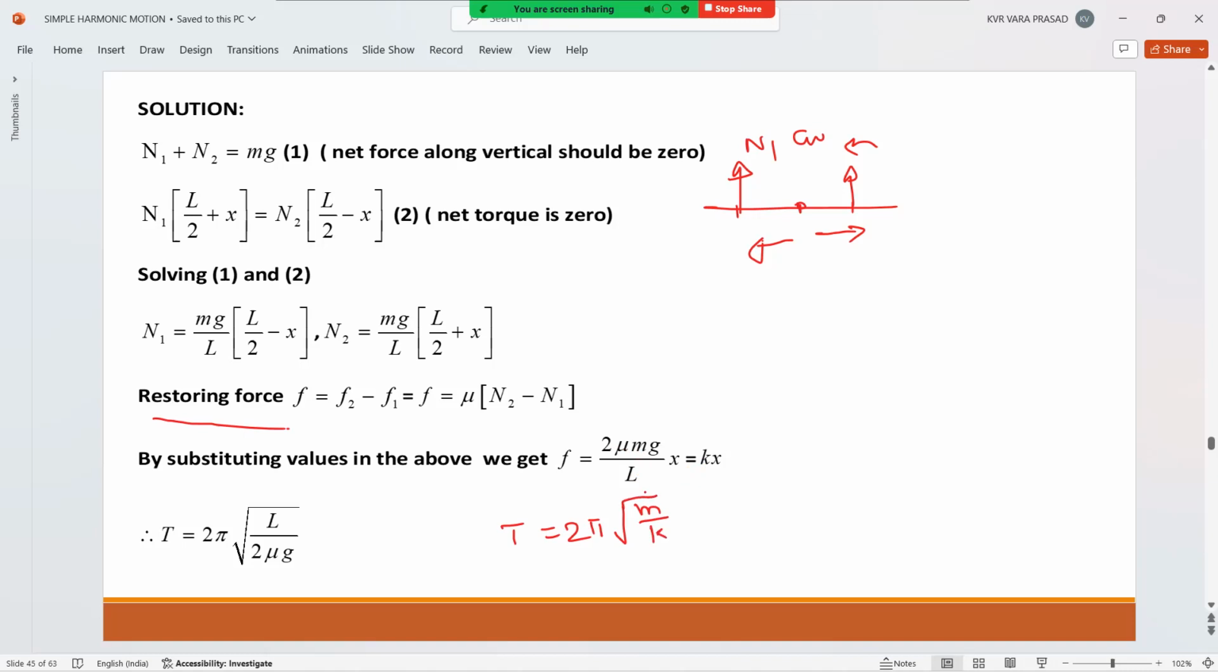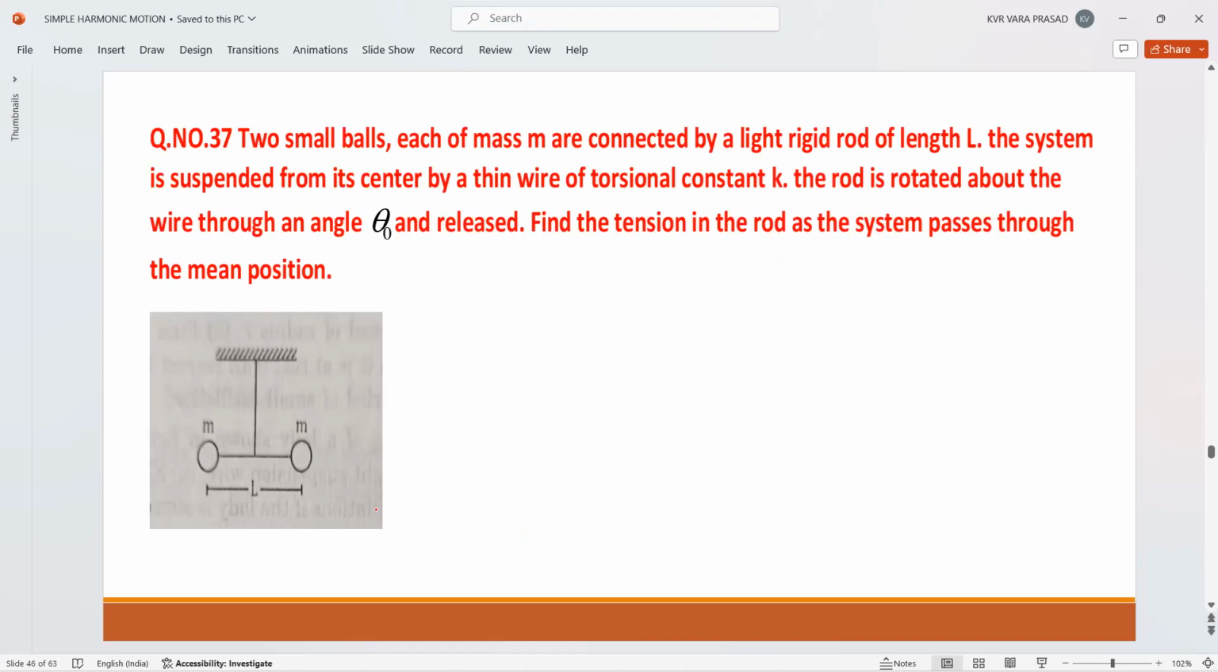Right. So now in the place of K, writing now 2 mu mg by L. Then we get this is the answer. Okay. So we are focusing on what is restoring force. And this question is taken from H.C. Verma. See next one. And this question also from H.C. Verma.